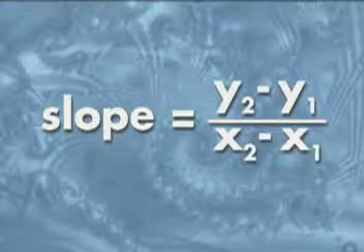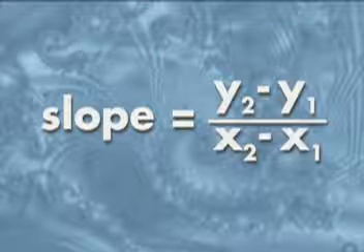As we've seen, this formula makes sense. Subtracting the y-coordinates gives us the vertical change, or the rise, and subtracting the x-coordinates gives us the horizontal change, or the run. Subtracting the coordinates gives us another way to find the rise and run from one point to another. Before we move on, let's take a closer look at this formula.